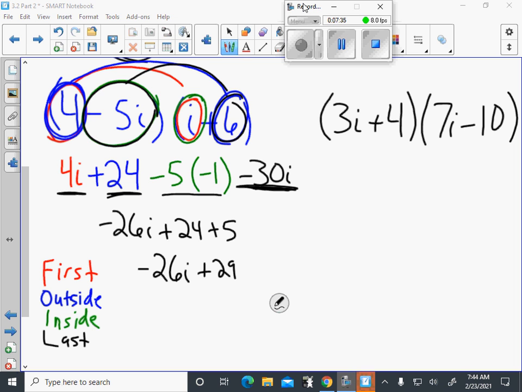Okay, now I have to write this in standard form, right? I always goes last. So 29 minus 26i.